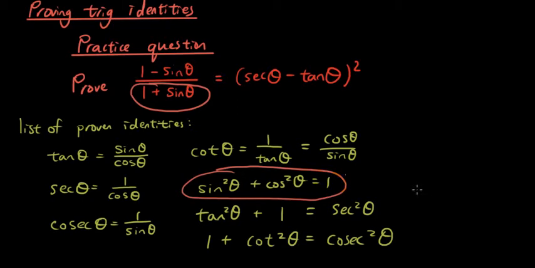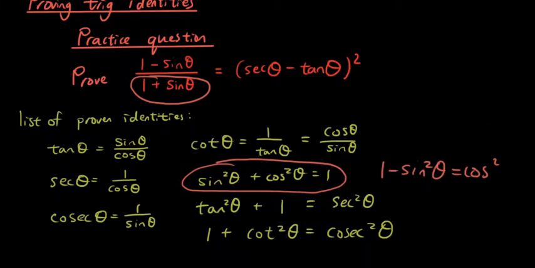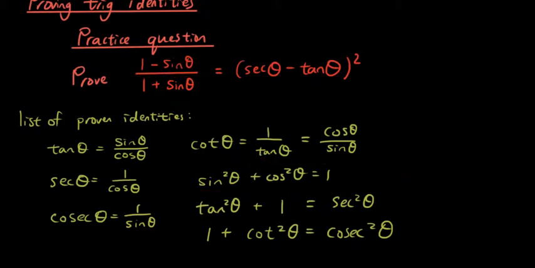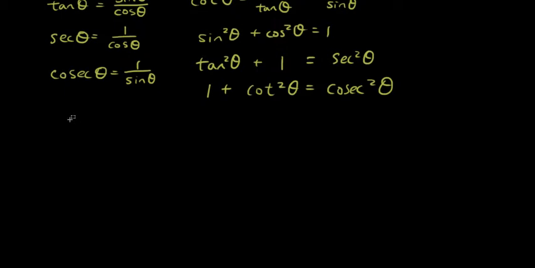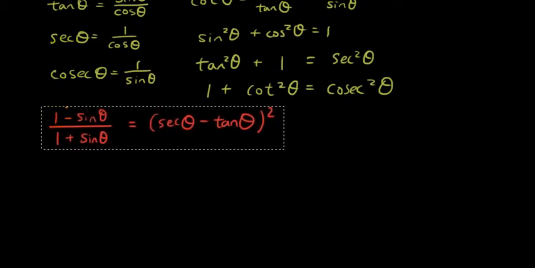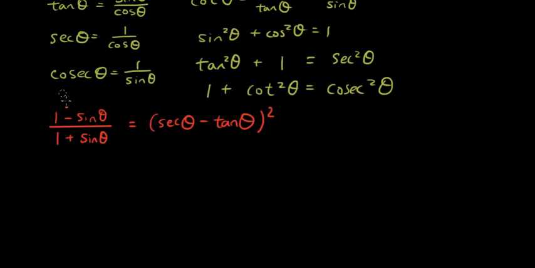If I rearrange this identity, I get 1 minus sine square theta equals cos square theta. Right, so I'm going to somehow use this to change the bottom of this fraction into just one term, which is cos square theta. So how do I do that? Well, what I'm going to do first is copy this diagram and paste it down the bottom here. Okay, and then what I'm going to do is I'm going to multiply.